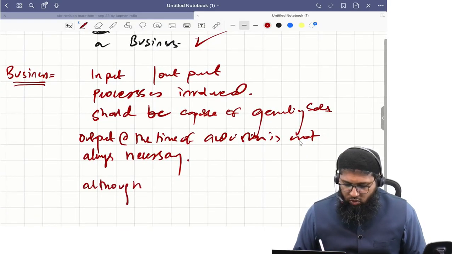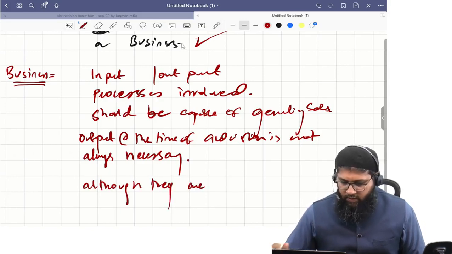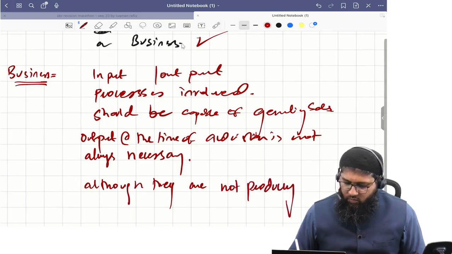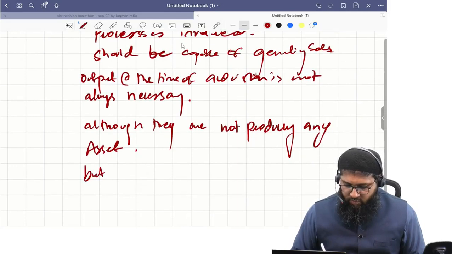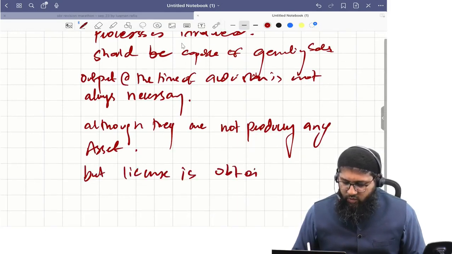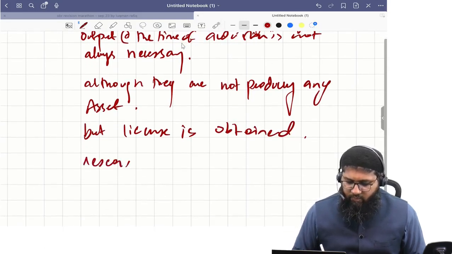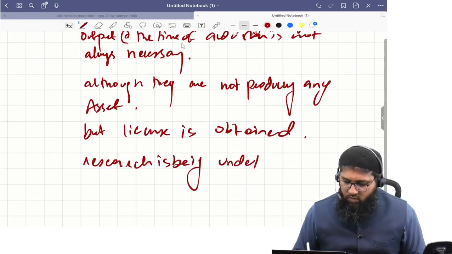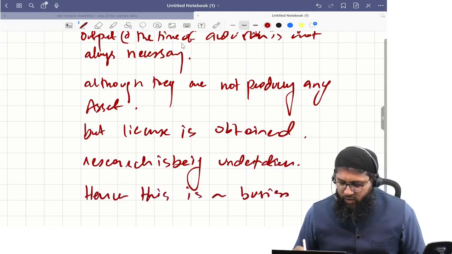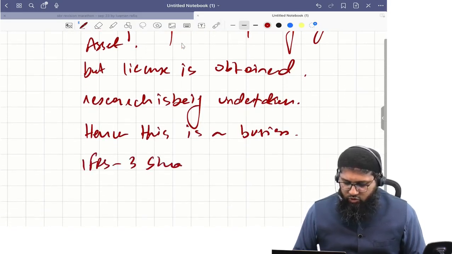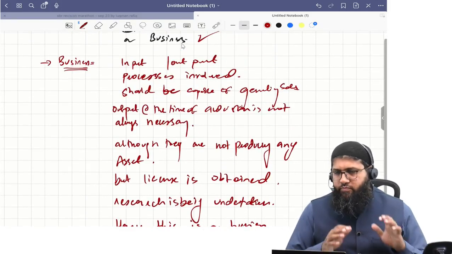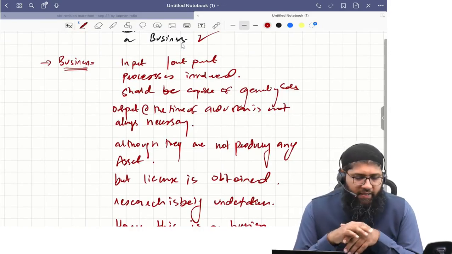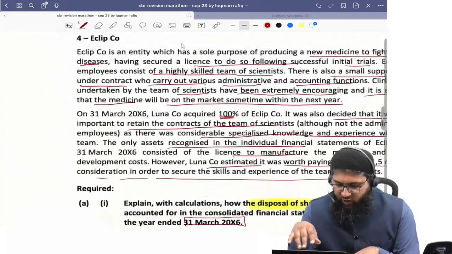So, although they are not producing any asset yet, a license is obtained and research is being undertaken, hence this is a business. IFRS 3 should apply, right? You get it? So IFRS 3 should apply. Okay, good enough. So we are now done with this specific question, the name of which was Luna Company.